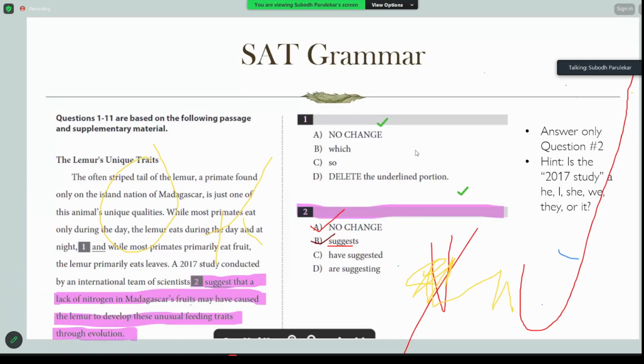Because this sentence, a 2017 study, blah, blah, blah, that sentence may be wrong. Using suggest in that sentence may be wrong. Your job is to determine if we should keep suggest, if we should change it to suggests, if we should change it to have suggested, or change it to are suggesting. So it is your job to choose which one, A, B, C, or D, works best in this sentence. So I'll give you guys about 2 minutes to think about this question and why it is you chose your answer, and we'll share this at the end. Okay.